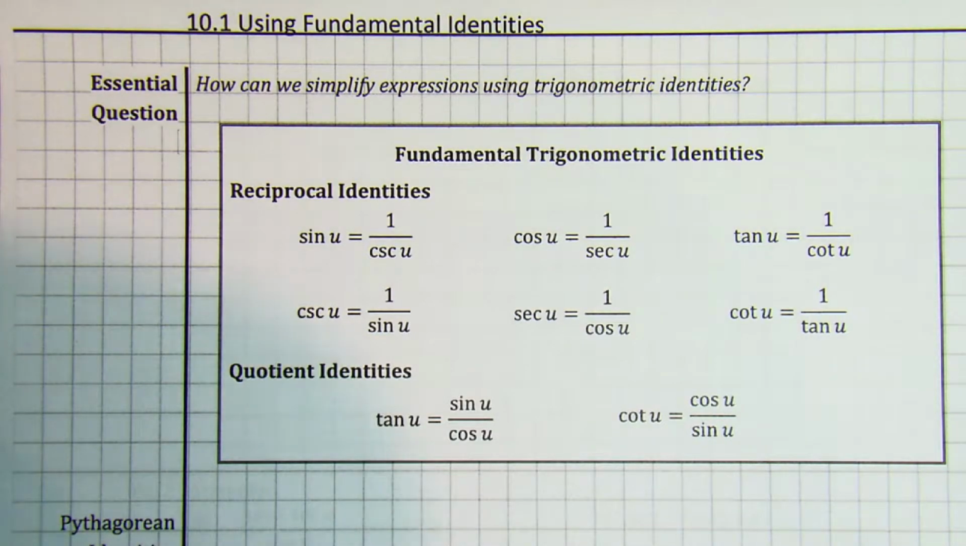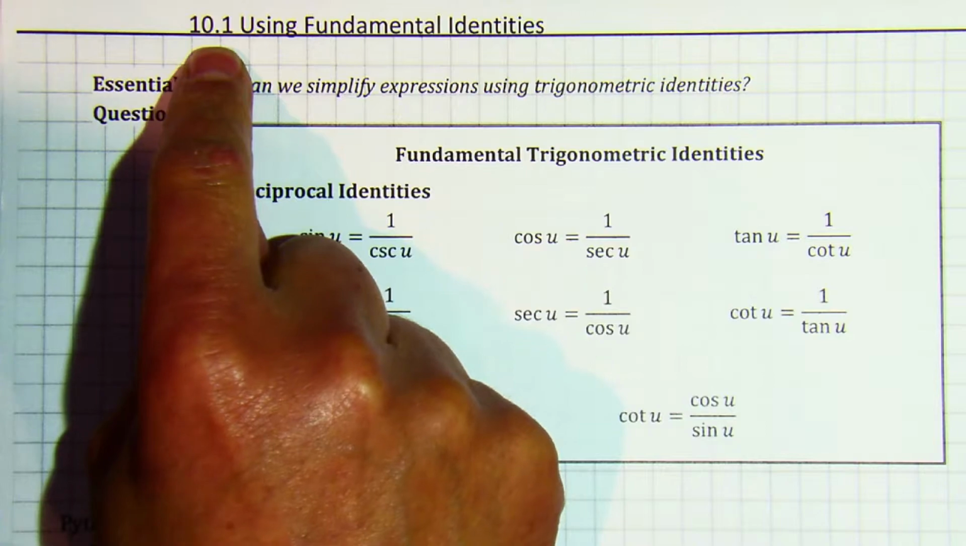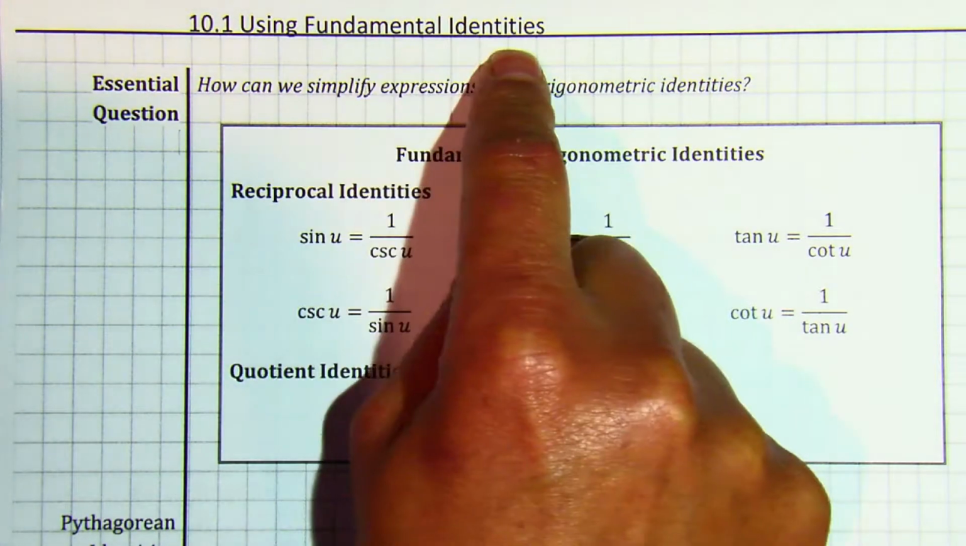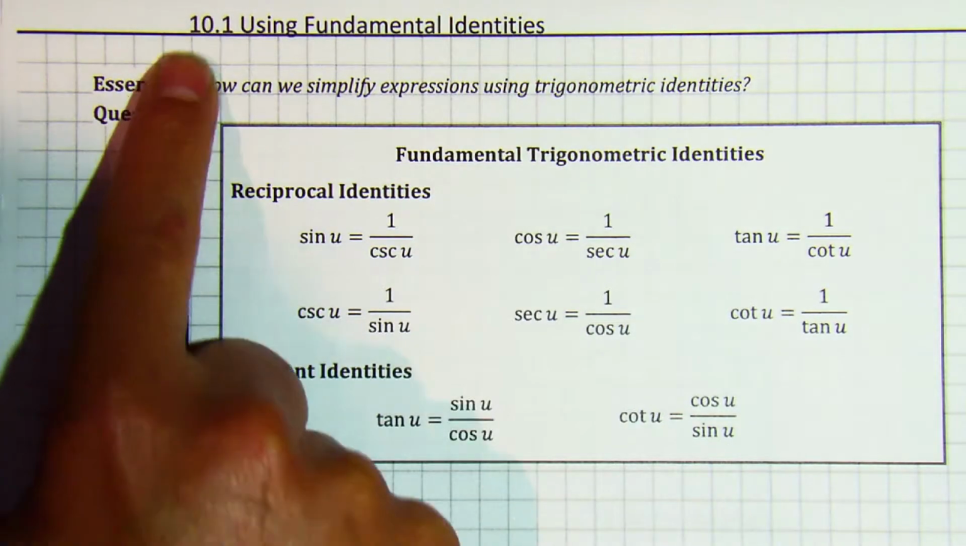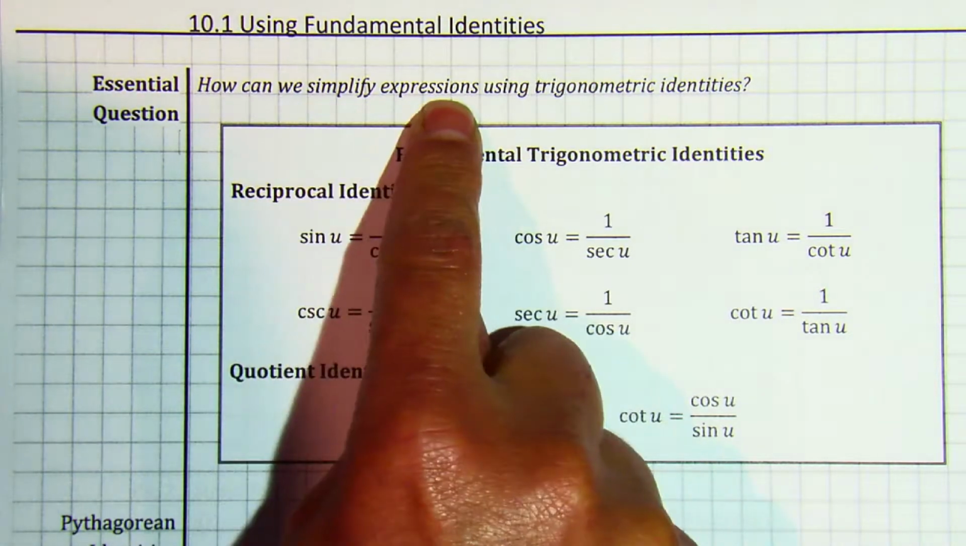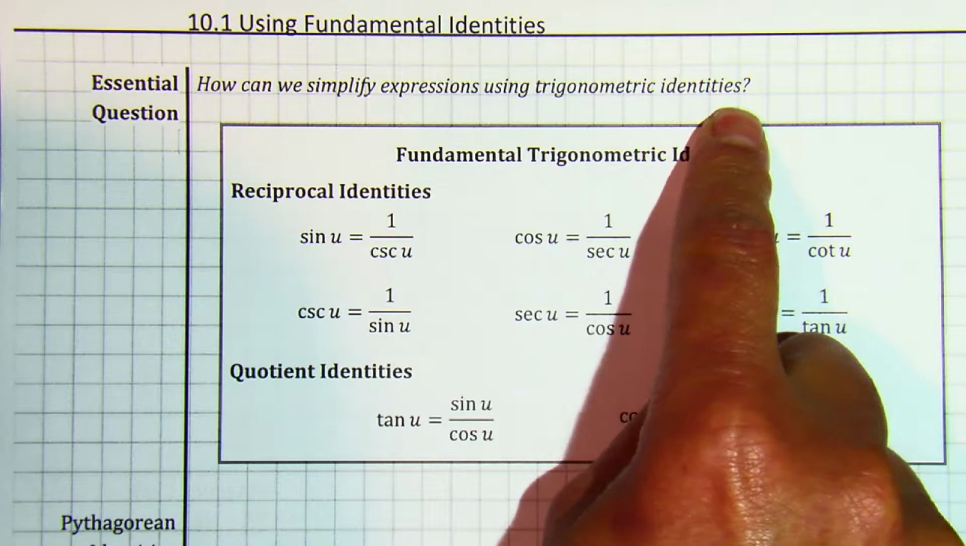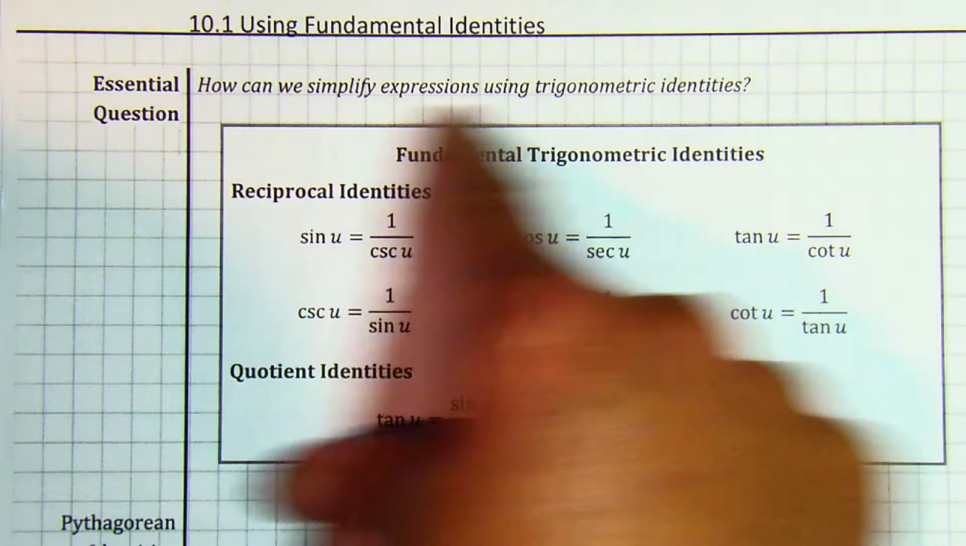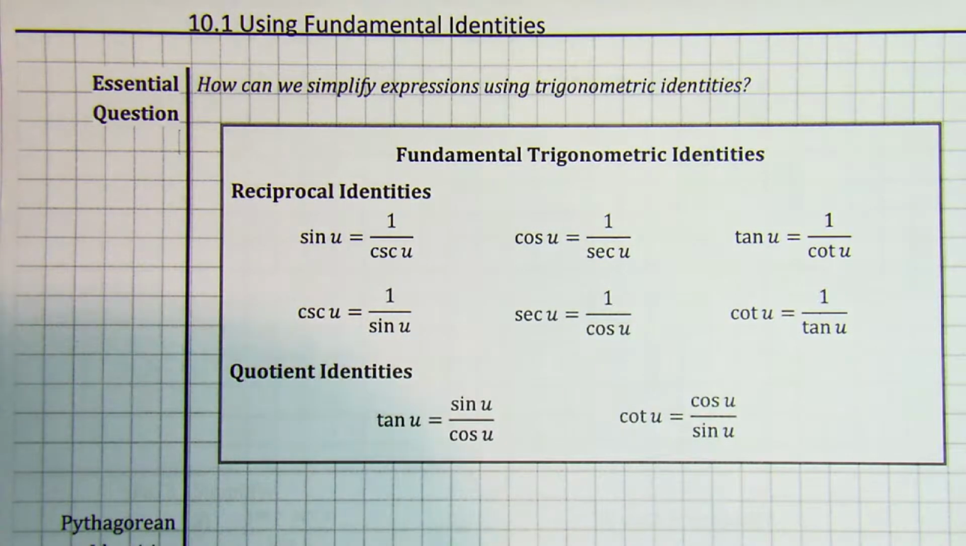Good morning. Today we are going to cover section 10.1, using fundamental identities. So take the time to copy your title, your essential question: How can we simplify expressions using trigonometric identities? Go and paste your cutouts, and we'll start once you are ready. Go and pause it.